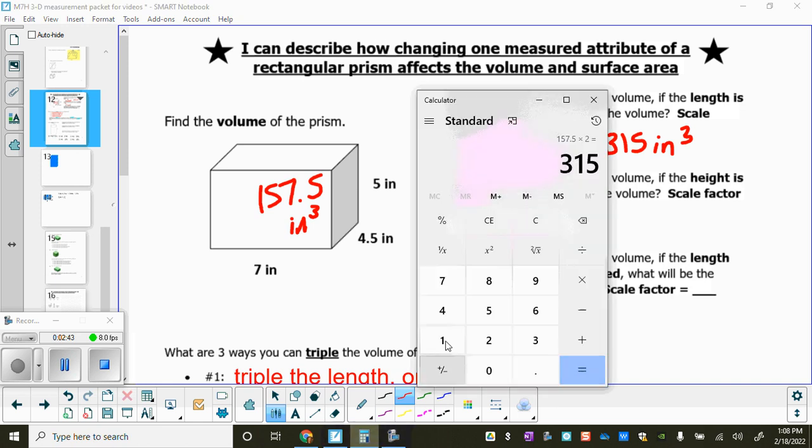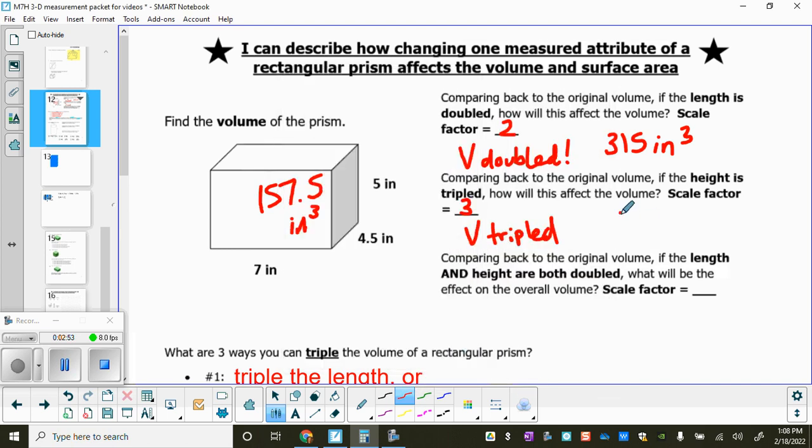And if I take my calculator and go back to the original 157.5, if I triple the height, then the overall volume is also going to triple, and I get a 472.5. So this is now 472.5.